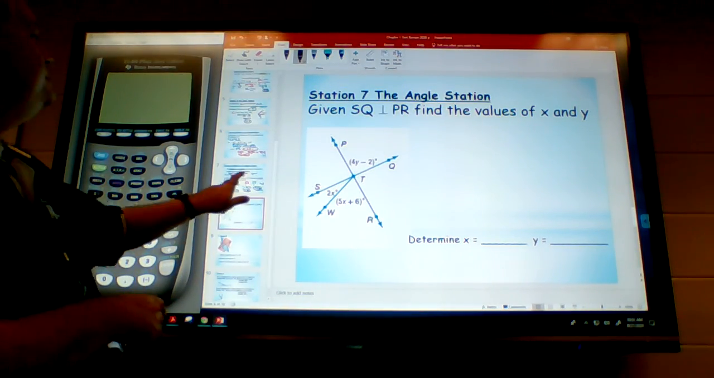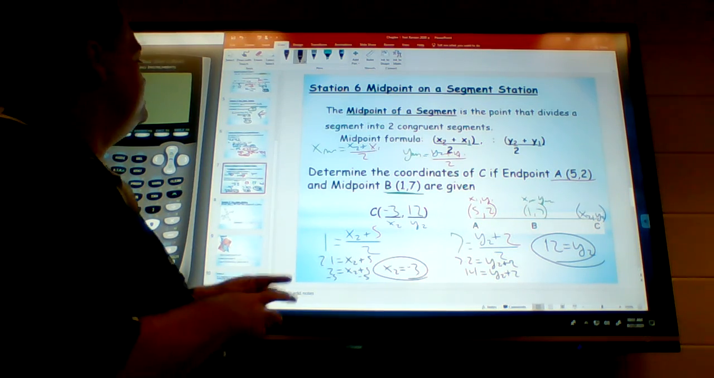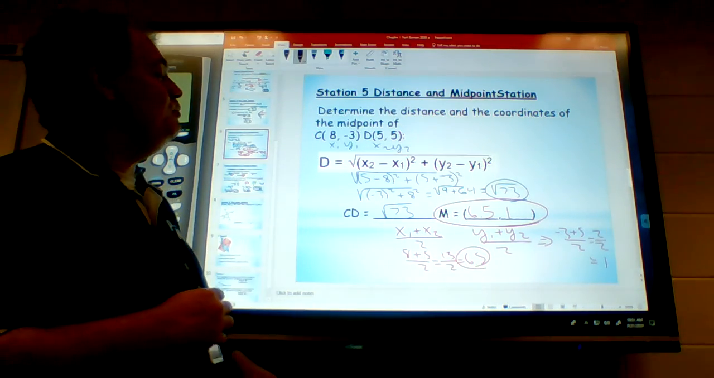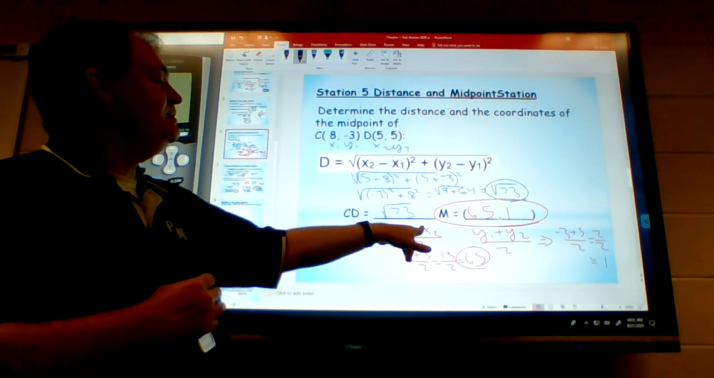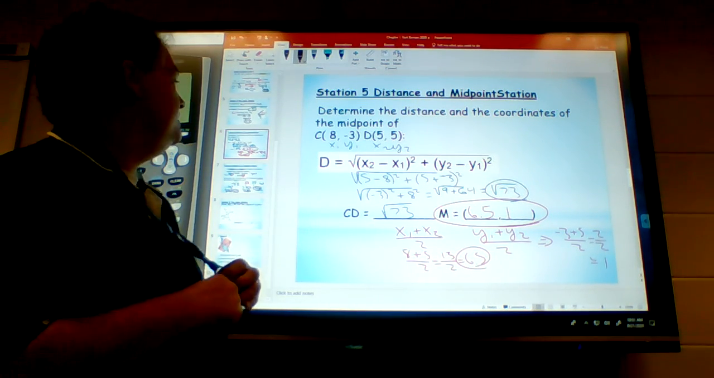We just finished up station 6 just a moment ago. It was the midpoint problem. Basically, the only difference between what we did here and what we did there, in this first one, we were given both endpoints, so we plugged them in, we added them together, and divided by 2. That was both x coordinates and both y coordinates. We did the same thing.